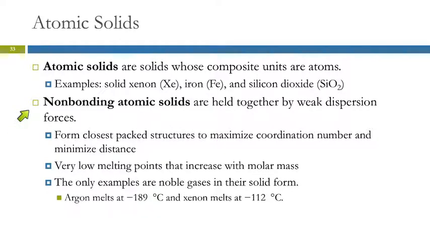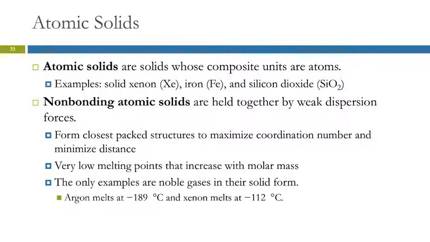For non-bonding atomic solids, we just have individual atoms held together by dispersion forces. There aren't any dipole forces or hydrogen bonding because there's no polarity involved. It's just individual atoms. These are going to form closest packed structures, either hexagonal closest packed or the face-centered cubic. And that's to maximize the coordination number, minimize the distance between the atoms. They're going to have very low melting points because the only thing holding them together are dispersion forces.